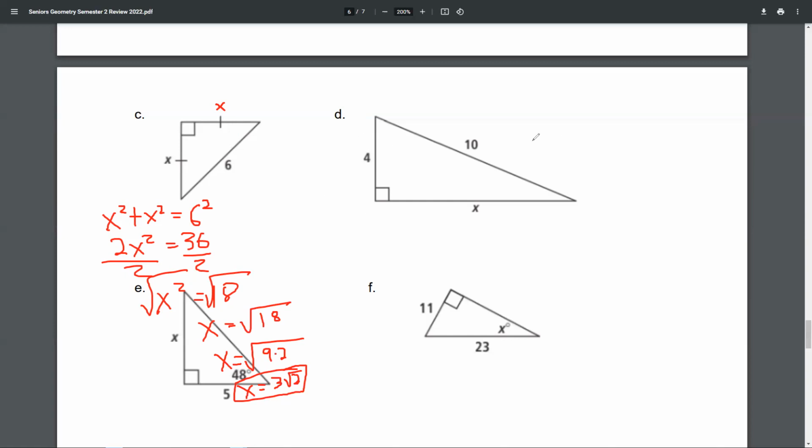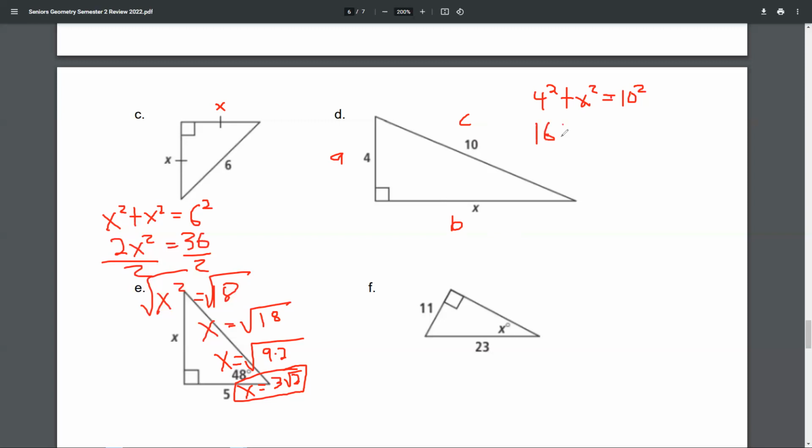All right, D here, again, two sides, and we're looking for a third, so we're going to use Pythagorean theorem. So 4 squared plus x squared equals 10 squared. And again, on this side, the 10 is the hypotenuse. And then these are your two legs. So this has to be your C. And then the 4 and the x have to be the A and the B. 4 squared plus x squared equals C squared. Leg squared plus leg squared equals hypotenuse squared.